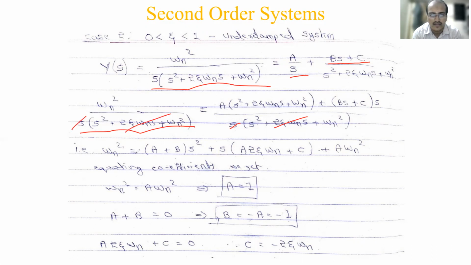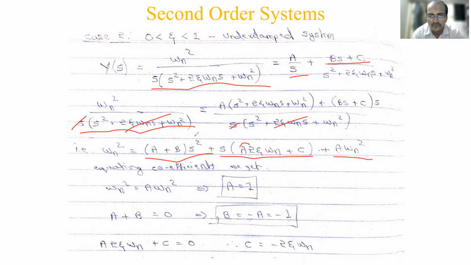So we write omega n square equal to, and we'll group the s square, s and constant terms. For the s square term, here Bs into s is there, Bs square, and here A into s square is there. If you are not following, you can write one more step, the multiplication. I have written directly so that A plus B times s square will come as the s square coefficient. Then 2 zeta omega n s into A. Here one s term is there, and here C into s is there. So the s term coefficient you'll get is 2A zeta omega n plus C. Plus the constant. What is the constant here? A into omega n square. So that is the constant.